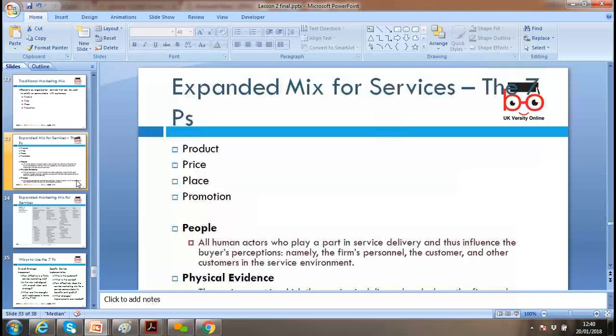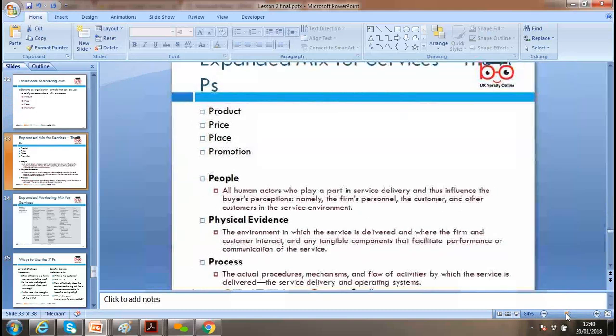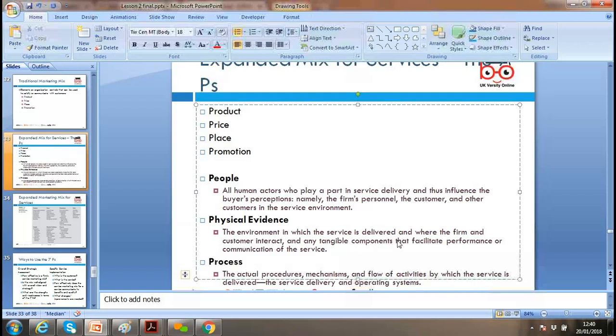Okay, so when we are looking at the marketing mix, we discuss product, price, promotion. A lot of marketers say that when you're looking at product, price, promotion, we need to include the people who we are doing our marketing to.